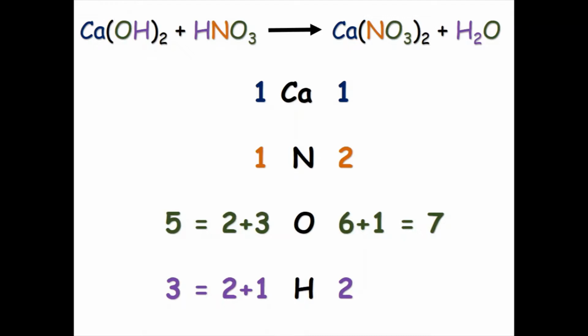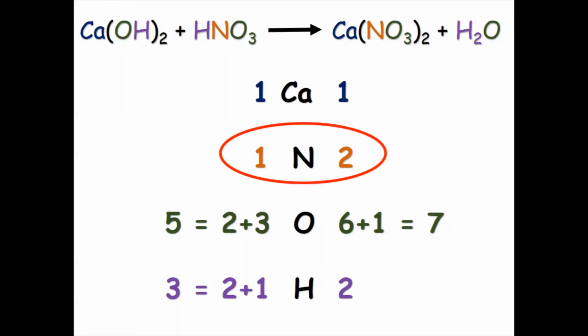Now we are going to start balancing the equation, starting from the metal, the calcium. You can see that there's one calcium atom on each side of the equation. This means the calcium is balanced and we do not have to do anything about that one. Now we move on to the nitrogen, and for the nitrogen we do have to do something because we have one nitrogen on the left side but 2 on the right side.